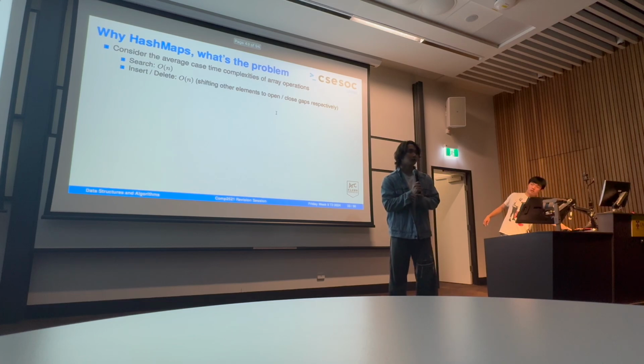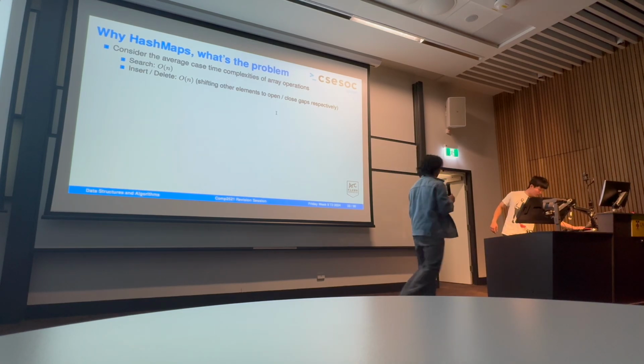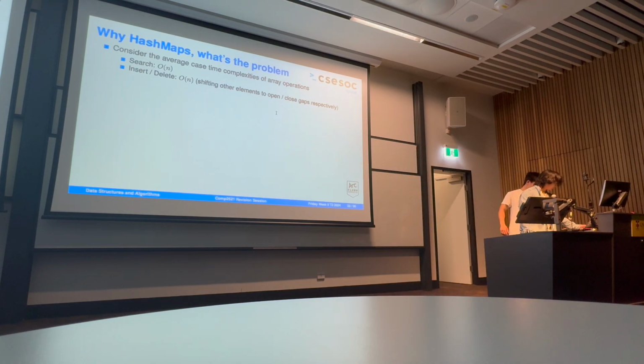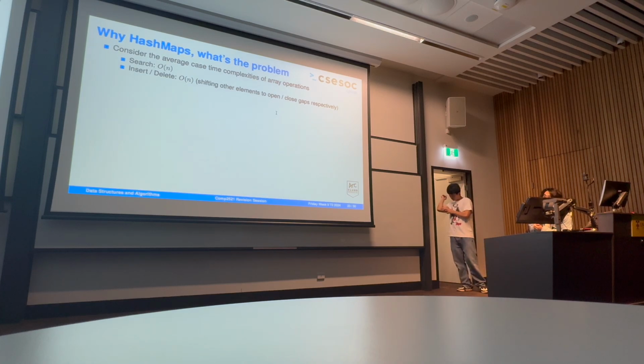Okay. The next thing we're going to look at is hash maps. So what is our motivation for hash maps? Well, consider the average case time complexity of array operations. If we want to search, it's O of n. If we want to insert or delete, it's O of n. The reason for this is if we insert or delete anywhere that's not at the back, in the middle or at the front, we have to shift the other elements to open or close the gaps, right?